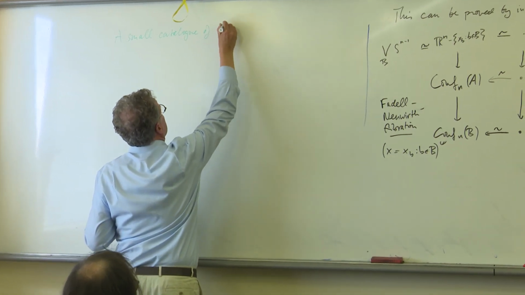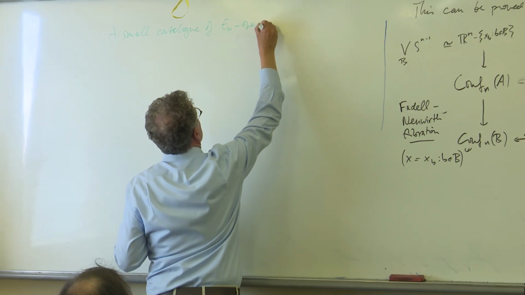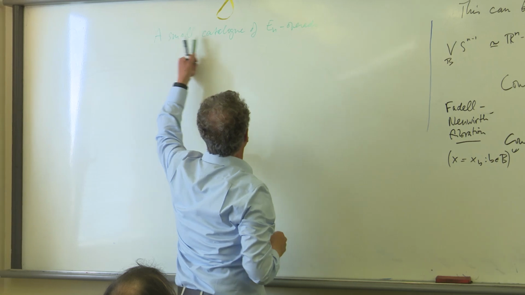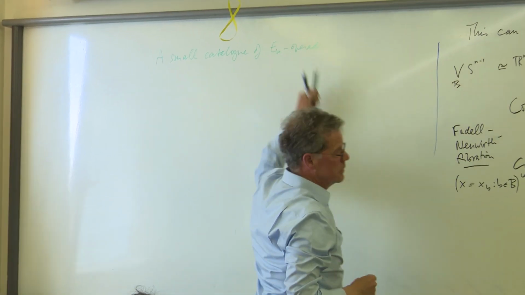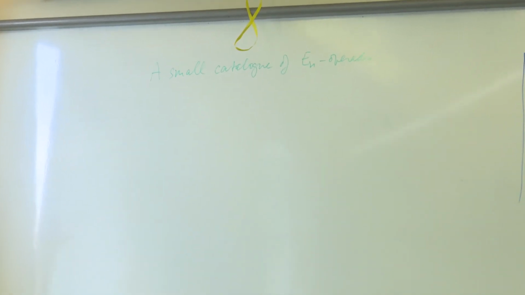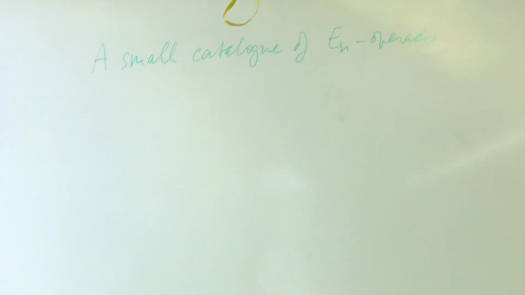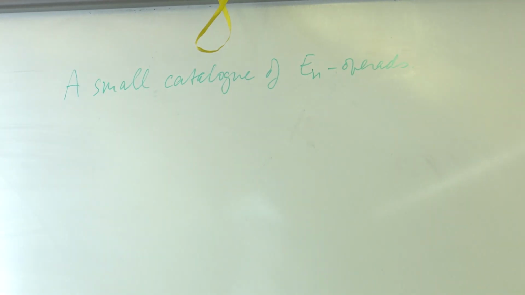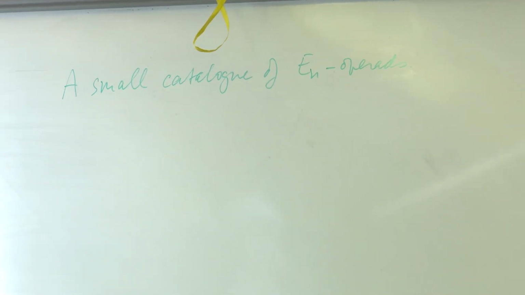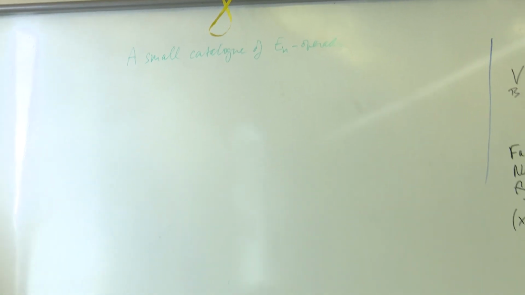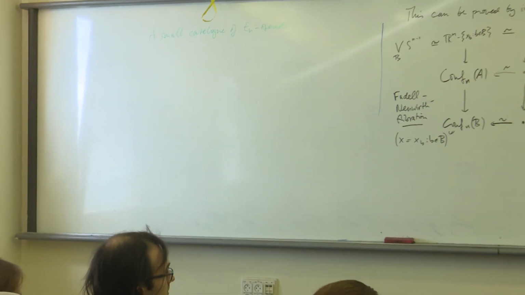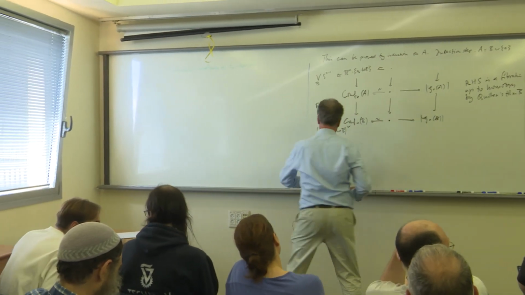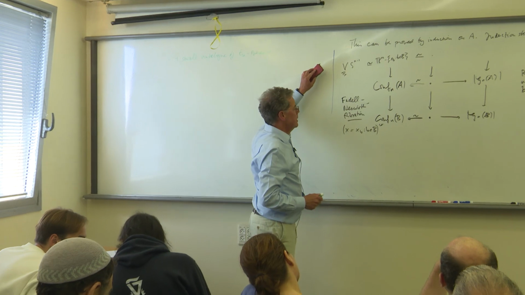Can't see the green. I'm writing it. Okay, a small catalog of E_n operads. I have written a lot in green already, and only now you tell me. Blue is better. Yeah, there was one blue thing. You didn't follow this little calculation? We do, online. It's okay, we see the green. Oh, okay.